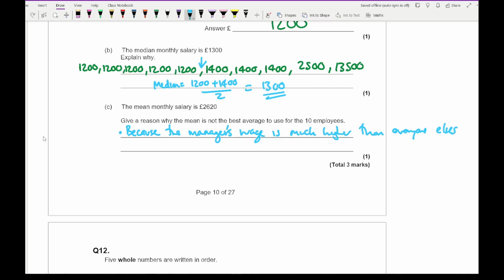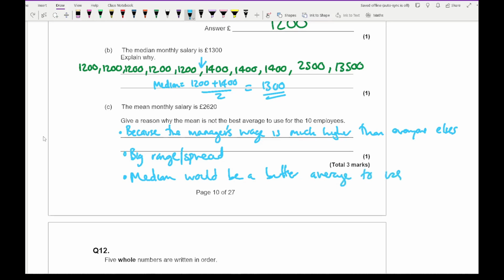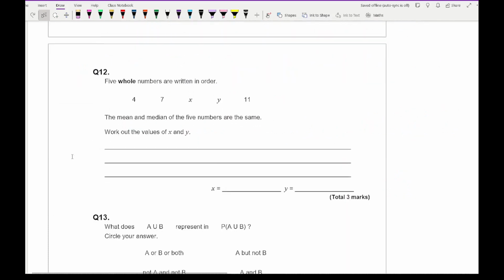or you could say compared to the others, or you could say that there is a big range or spread of salaries, and also you could say that the median would be a better average. And if you're not too sure whether your answer will get you the mark, just have a look at the mark scheme, it should be able to tell you what to use instead. So from that, let's have a look at question 12.